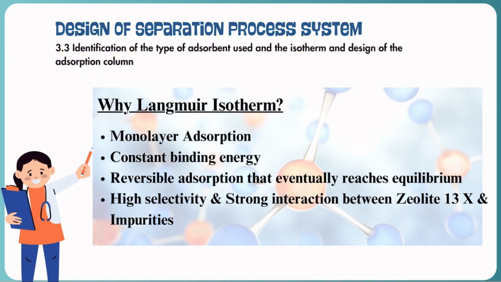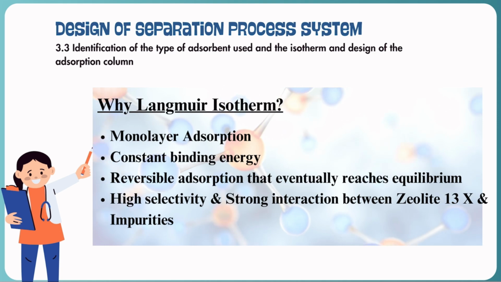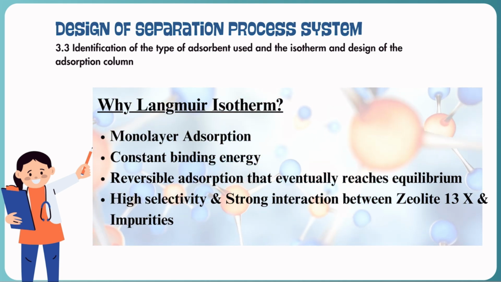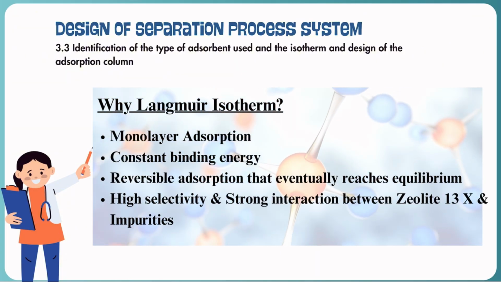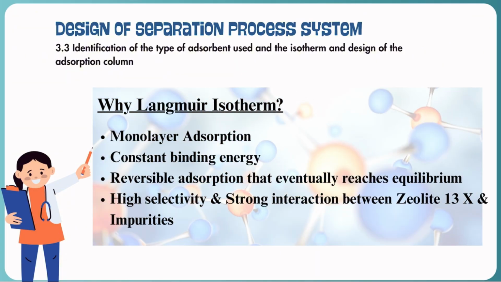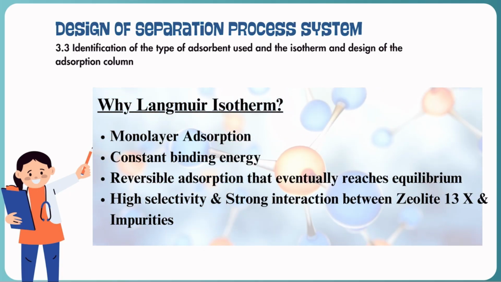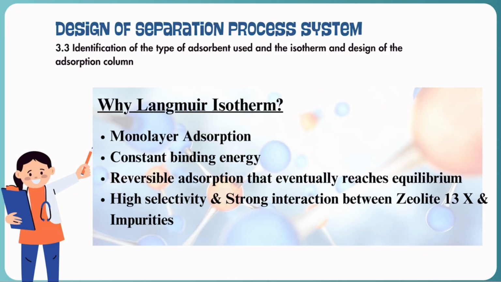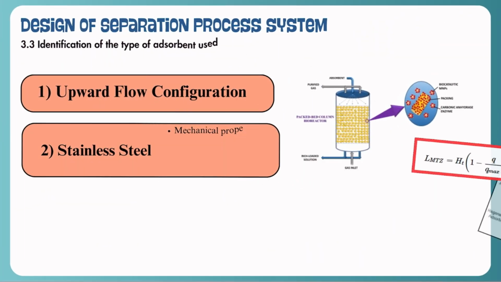Next, constant binding energy is assumed. Each active site has the same energy and does not interact with the others, forming a uniform system. The Langmuir isotherm is also suitable for reversible adsorption that eventually reaches equilibrium, which describes the relationship between impurities and zeolite 13X. Lastly, there is high selectivity and strong interaction between zeolite 13X and impurities. By applying the Langmuir model, the adsorption capacity and efficiency can be effectively determined, aiding the separation process.